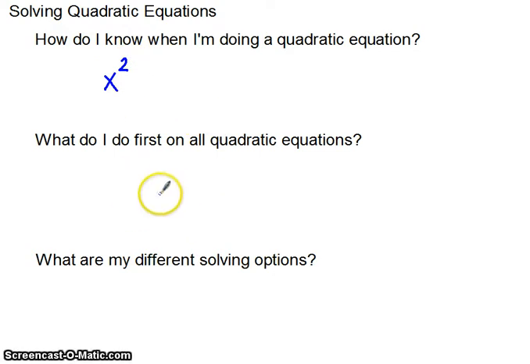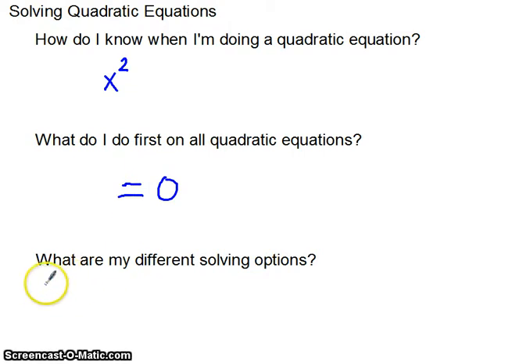Alright, what do you want to do first? Before you can solve any quadratic equation, you need it to be equal to 0. So if there's something on both sides of the equation, you need to move everything over to one side of the equation so it equals 0. And then what are my different solving options?